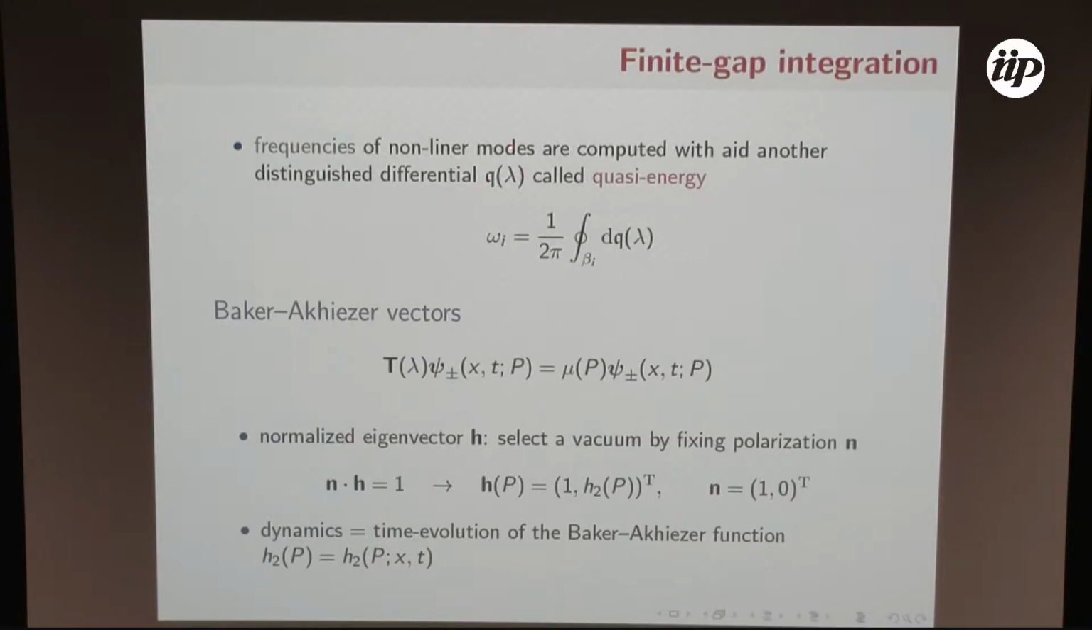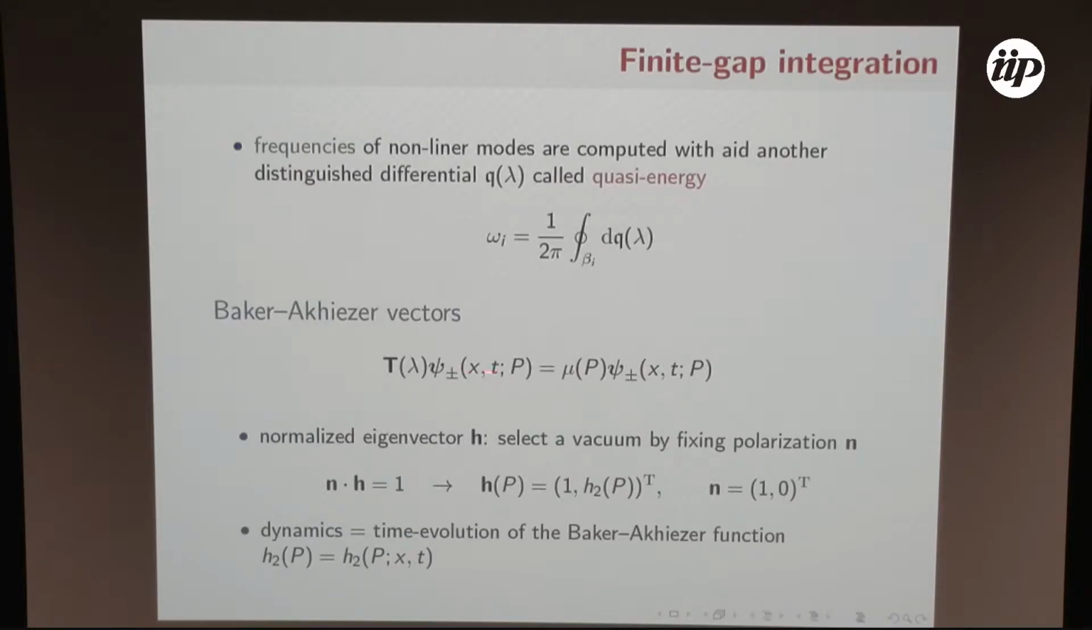Another important object is another distinguished differential in the game, which is called quasi-energy, which is also uniquely fixed, and by evaluating the beta cycle, you will get the frequencies which pertain to the wave numbers. So now it's really a nonlinear Fourier transform. We have finitely many modes, characterized by a bunch of frequencies and a bunch of wave numbers. So this is what the spectral curves give you. And then to have the dynamical part of the solution, we also have to find the eigenvectors. The eigenvectors are the eigenvectors of the monodromy matrix.